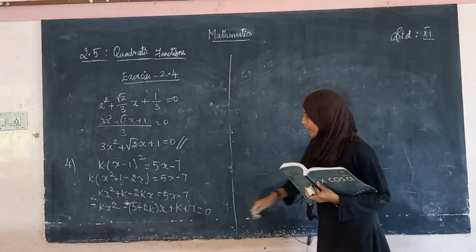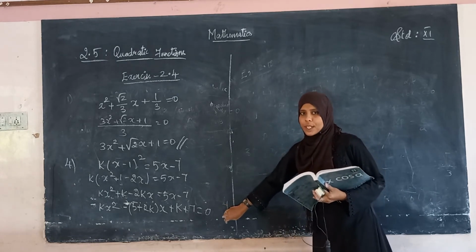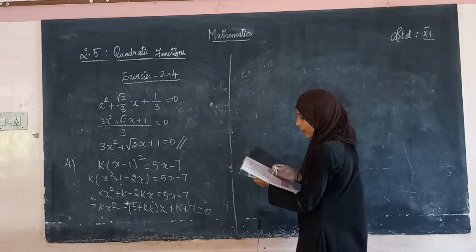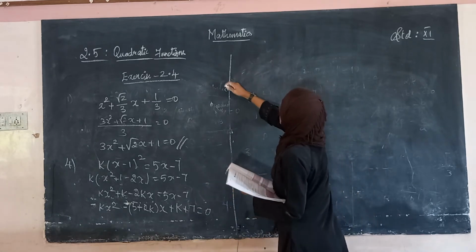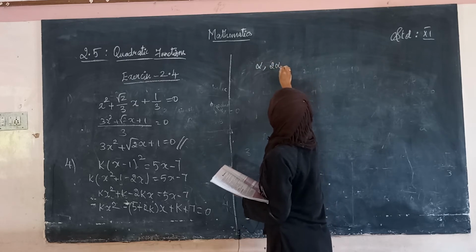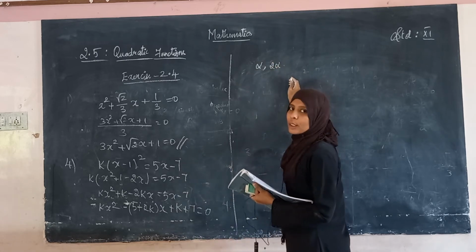What we have here, we arrived at a quadratic equation. So what they have given is, one of the roots is double the other. Therefore, the two roots are, double the other means 2 alpha. The two roots are alpha comma 2 alpha.